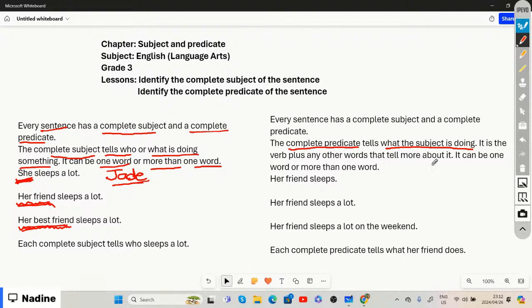And the predicate, right, it is the verb plus any other words that tell us more about it. So it doesn't just have to be one word, right? So that is why it says here it can be one word or it can be more than one word, because it is the verb plus any other word that tells us more about what the subject is doing.